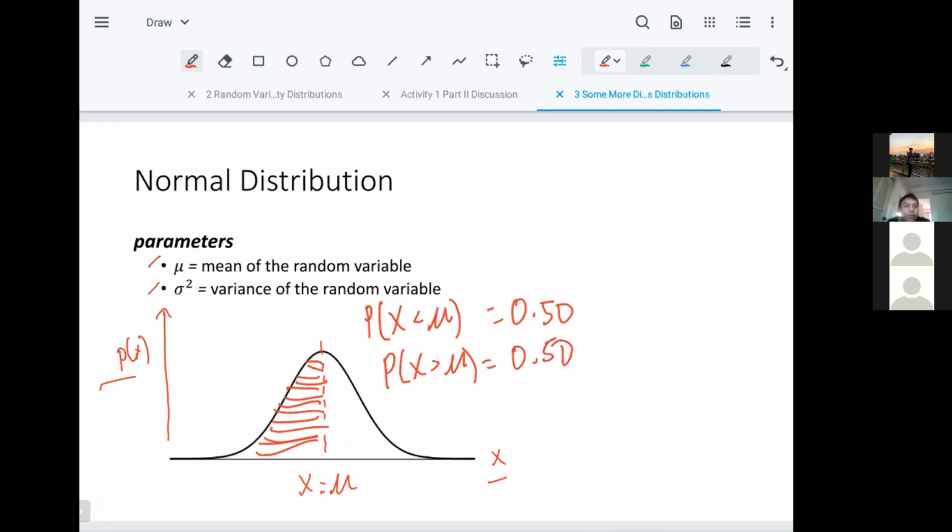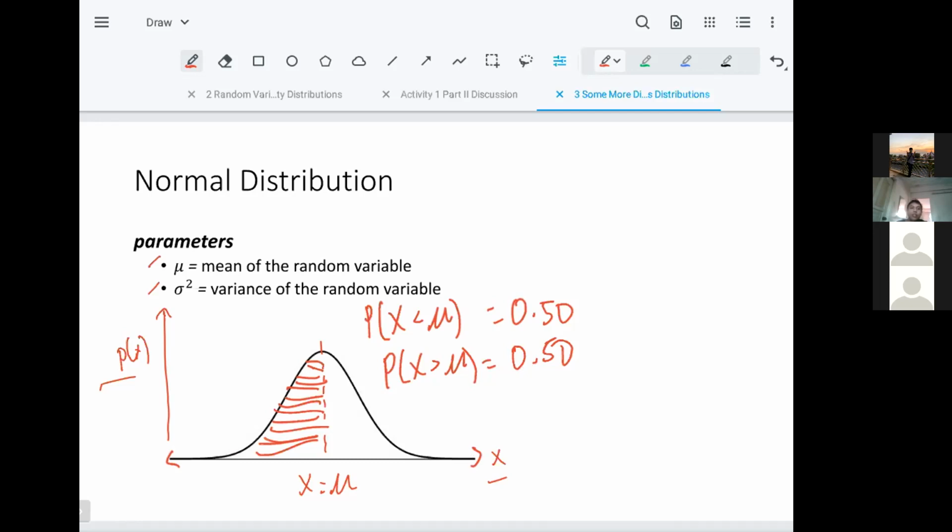So another property of the normal distribution is that symmetric to the left and right symmetric. Tapos isa pa ay asymptotic siya. Asymptotic to the x-axis. What do we mean by asymptotic? It actually extends infinitely to the left and infinitely to the right, but it never touches the x-axis. Okay? So yun yung properties niya.